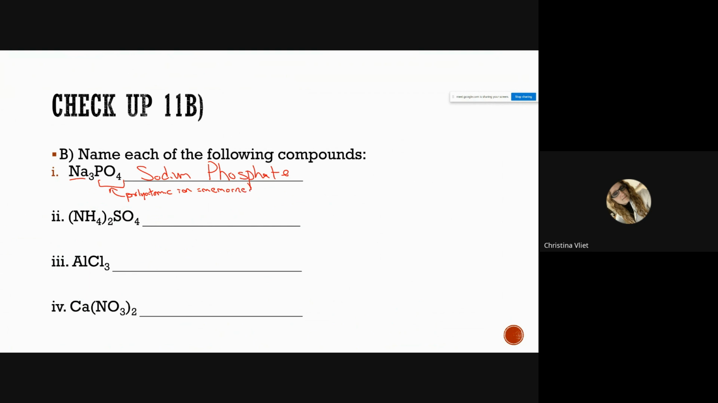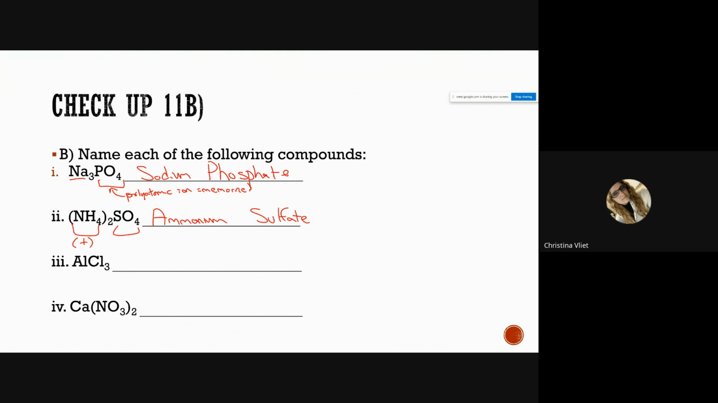(NH4)2SO4, what's that? That should be an S. No, just S. It's sulfide. An IDE ending means it's just the element. (NH4)2, what's that? This is a positive ion, that's ammonium. And the negative ion here is that SO4, what's that? Sulfide. Sulfate. You don't even need to know sulfide. You only need to know the 8 ions. Sulfate.